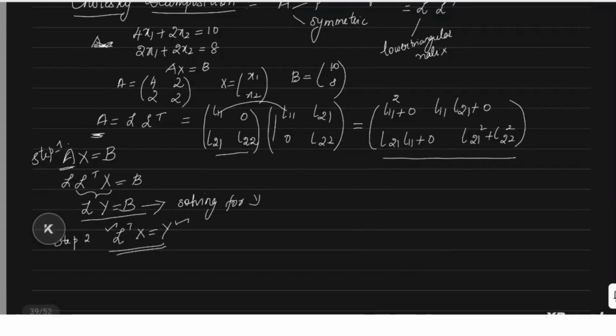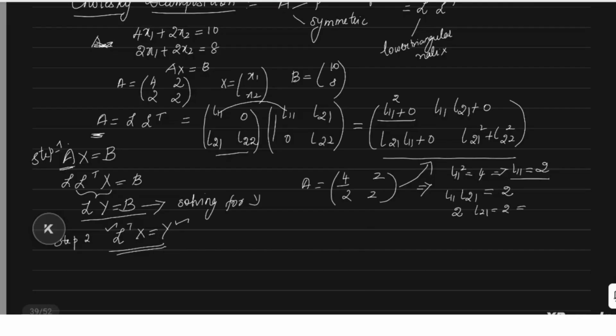According to the question, A is nothing but [4, 2; 2, 2]. Both equations we are going to connect and compare. Accordingly, we get L11 square = 4, so L11 = 2. Next, L11 L21 = 2. We already found L11 is 2, so 2 into L21 = 2, which implies L21 = 1.